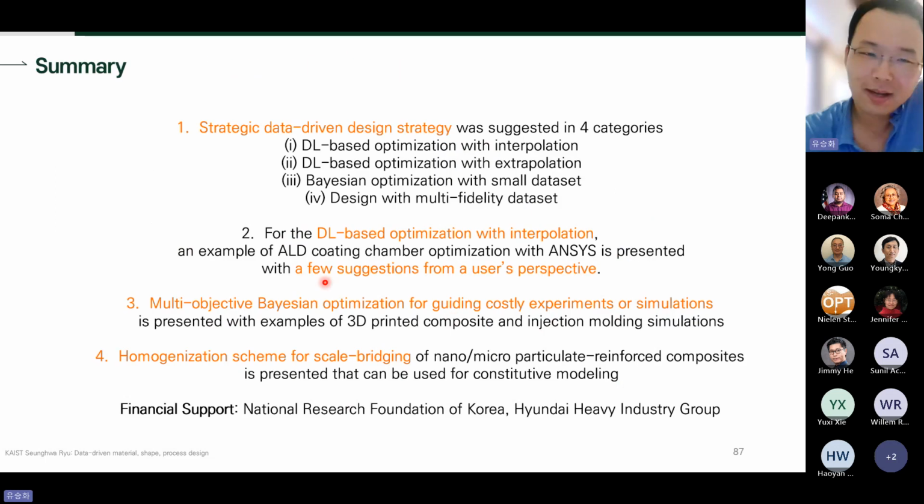Okay, so I think I've spent almost 45 minutes. To summarize this talk, I suggested strategic data-driven design strategies in 4 categories, and then I shared deep learning-based optimization with interpolation and suggested a few things from a user's perspective. I also introduced the concept of multi-objective Bayesian optimization for guiding costly experiments and simulation. And in the last part, I talked about a homogenization scheme for scale bridging, for nanoscale particle reinforced composites or microscale particle reinforced composites. And before the end of the talk, I'd like to thank Ansys again, and also thank the financial support from NRF Korea and Hyundai Heavy Industry Group.